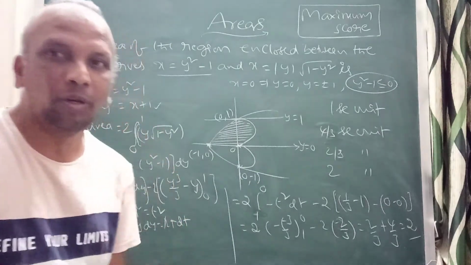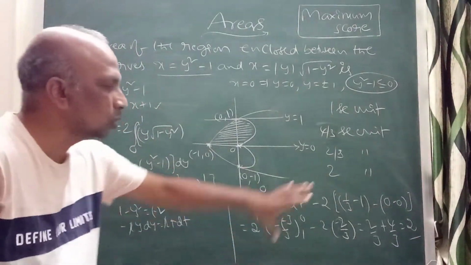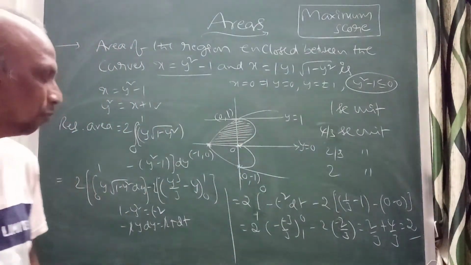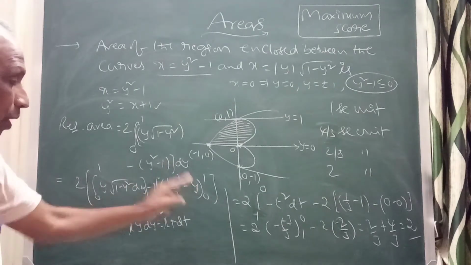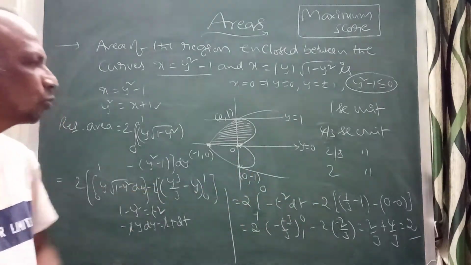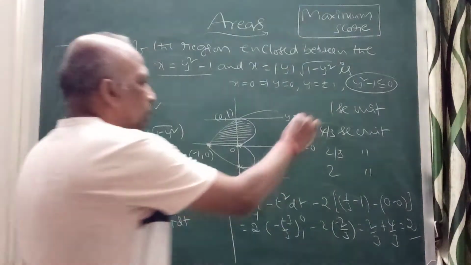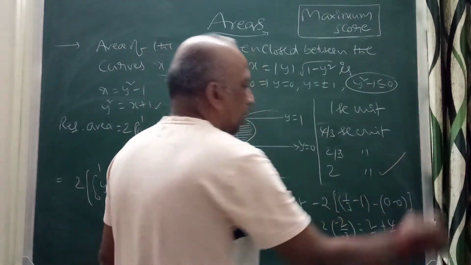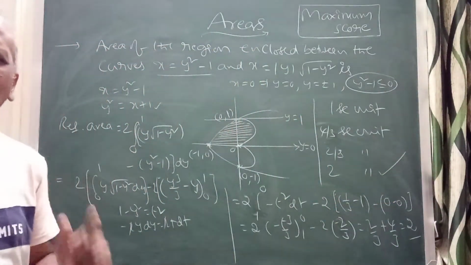Calculation should be careful. Even if you make a small mistake, you won't get the answer right. Should be careful. See, here was a small mistake, should be careful here. Answer is 2 square units. This is your answer. These are the options here. 2 square units is your answer. When you are doing this, you should be careful.